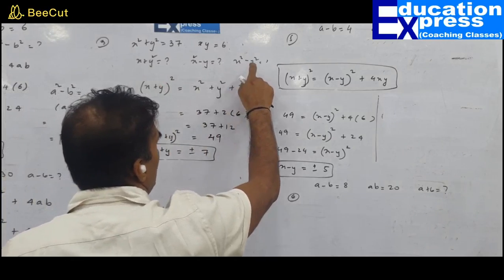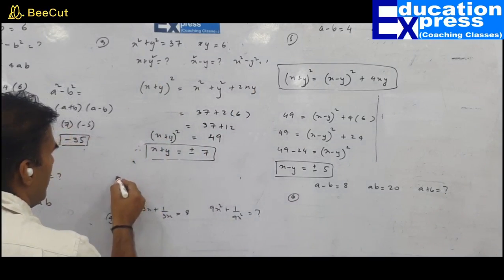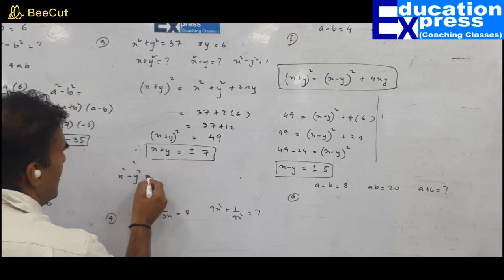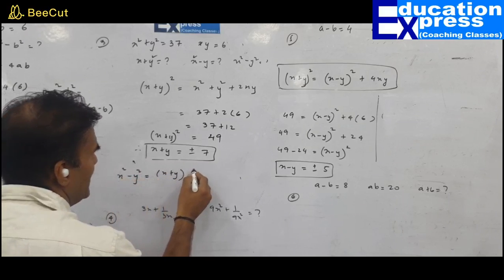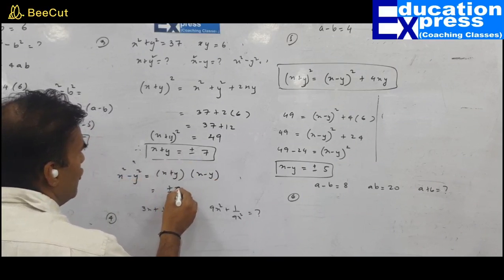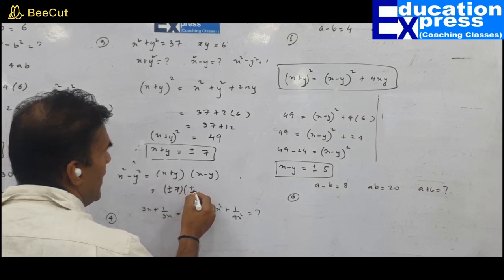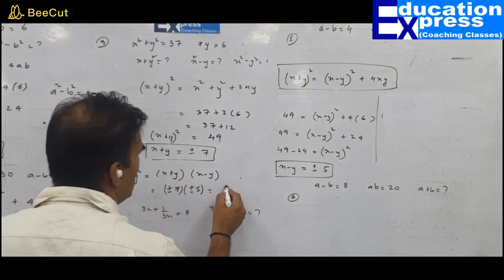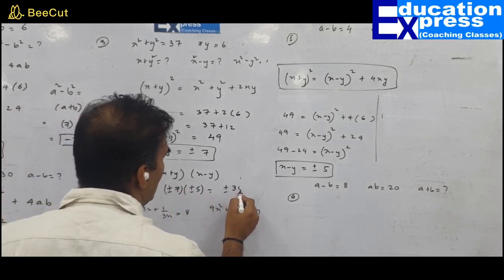Next part, x square minus y square. How do we go about it? x square minus y square is an identity for (x plus y)(x minus y). Kindly substitute the values plus or minus 7, plus or minus 5. Your final answer will be plus minus 35.